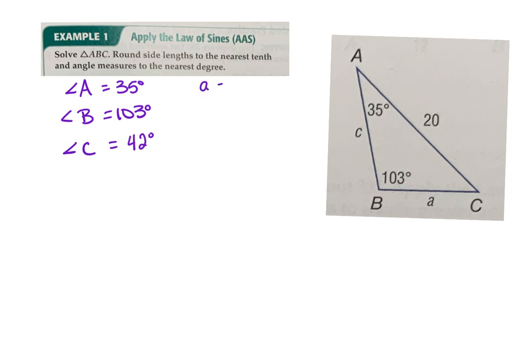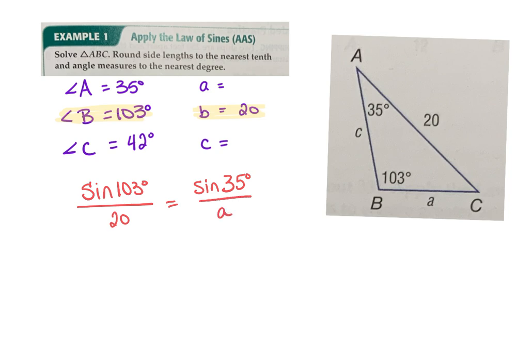All right, so I need the length of side A, the length of side B, and the length of side C. They only gave me one of my lengths. Which one did they give me? B. All right, remember it's opposite the angle, so they gave me B. So you are going to start with the one that you have both of. By that I mean I have both the angle measure and the side length for B. That's the one I'm going to set up first. So I'm going to say, well, the sine of B, that's 103, over the length of B will equal the sine of A, which is 35 degrees, over the length of A, which I do not know.